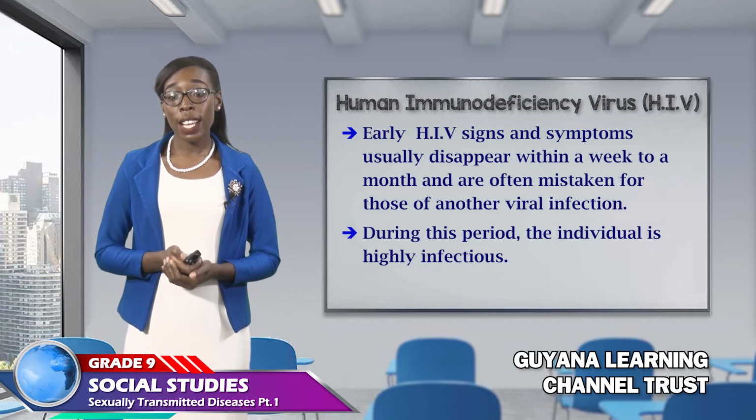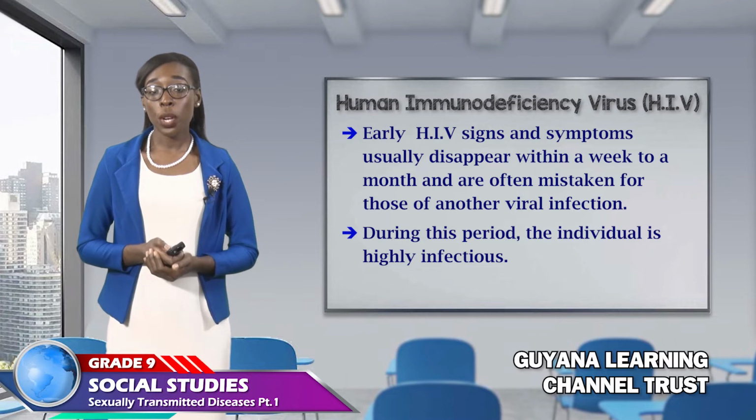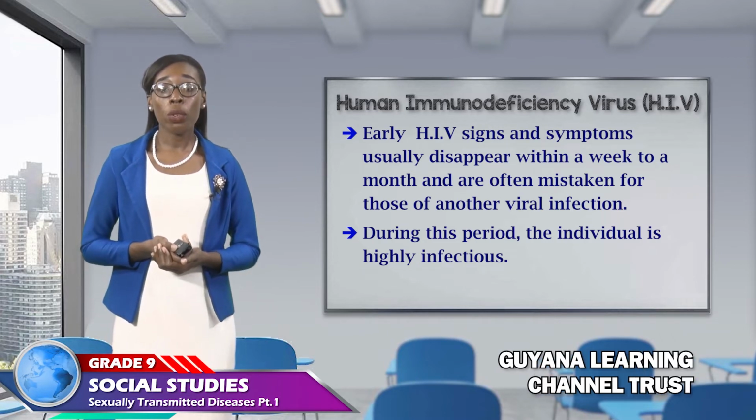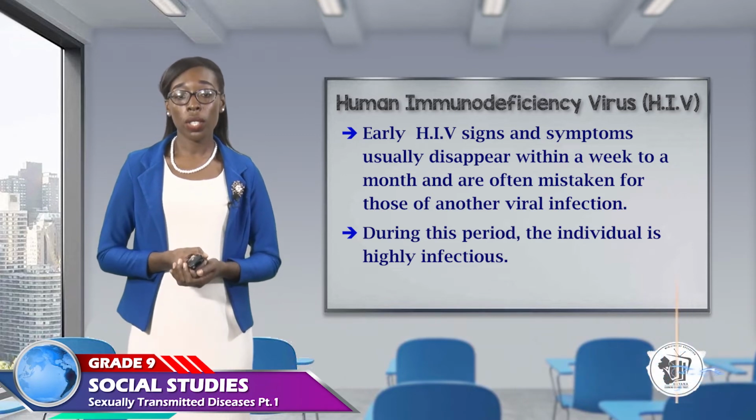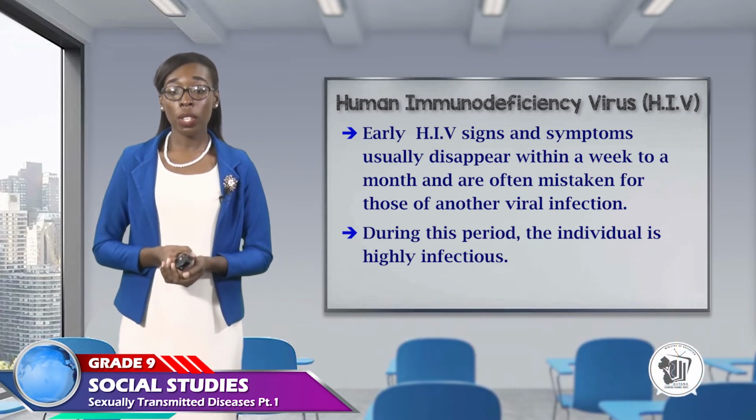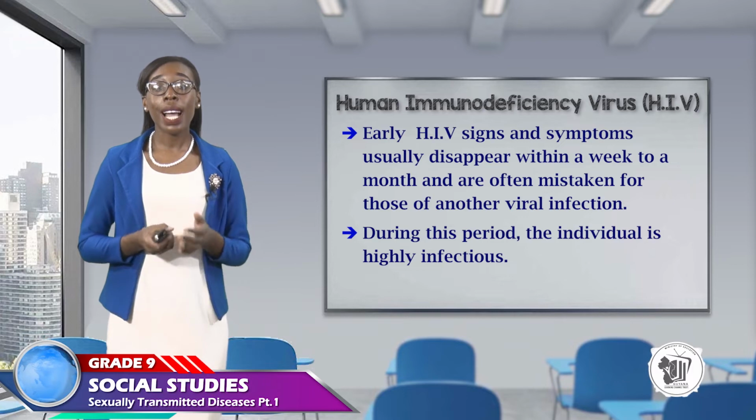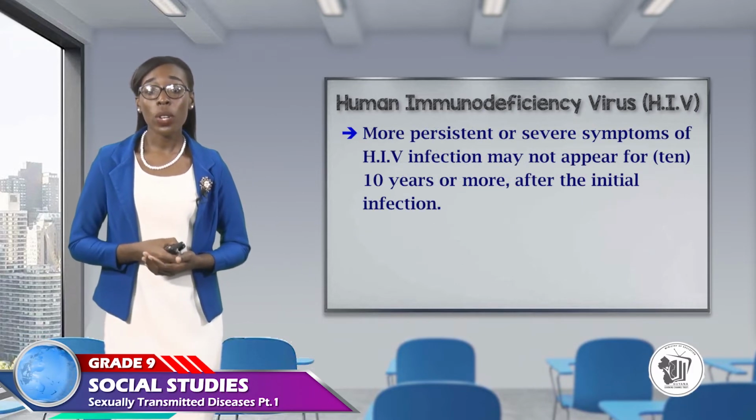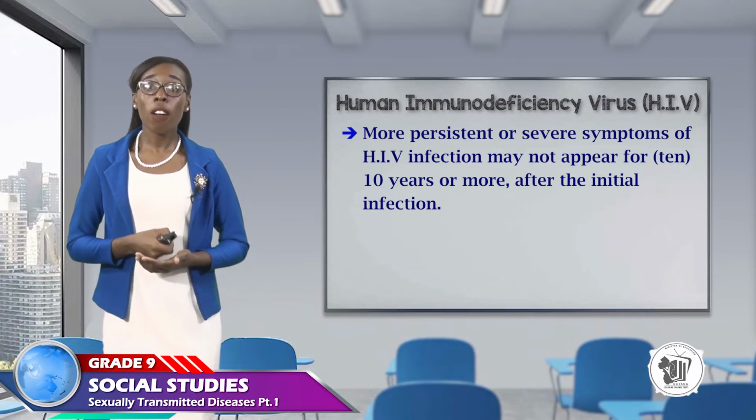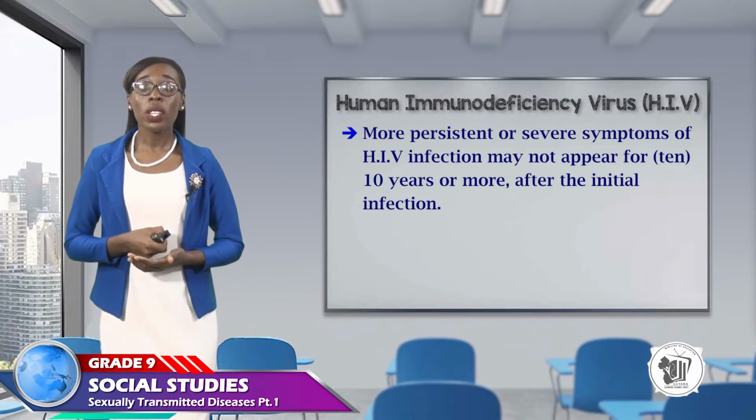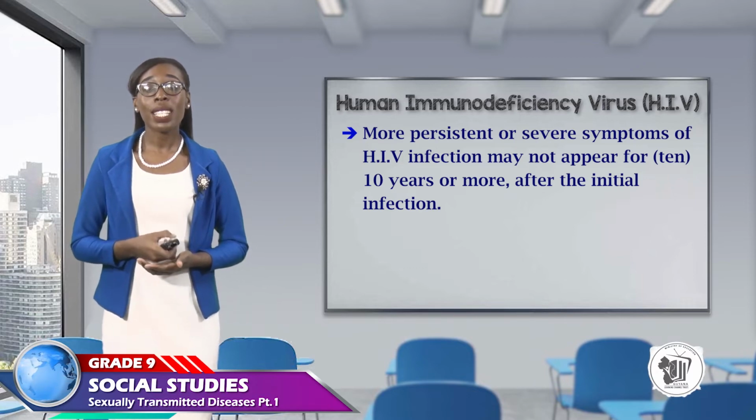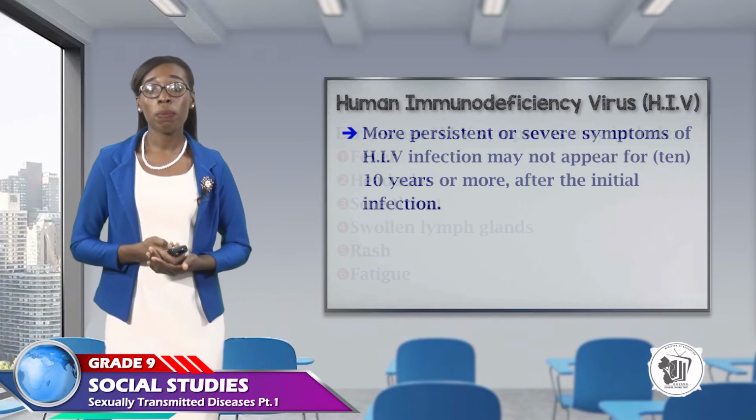Early HIV signs and symptoms usually disappear within a week to a month and are often mistaken for those of another viral infection. During this period, the individual is highly infectious. More persistent or severe symptoms of HIV infection may not appear for 10 years or more after the initial infection.